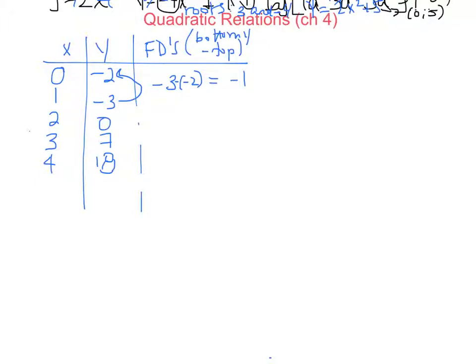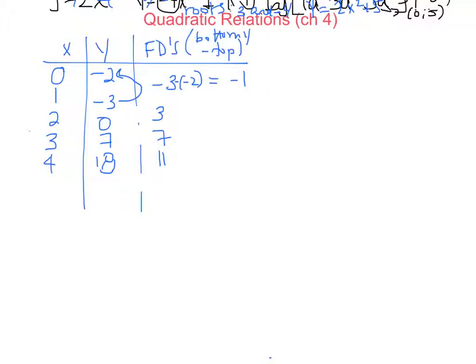The way of seeing that is, okay, well, I was at -2. What happened from -2 to -3? I went down 1. From -3 to 0, what happened? Well, I went up by 3. And 0 minus -3 would give us that +3 answer as well. From 0 to 7, we went up by 7. And 7 to 18, we went up by 11. So those are the first differences.